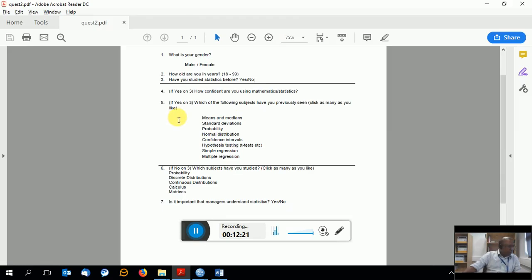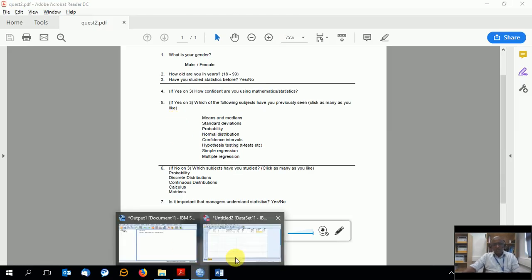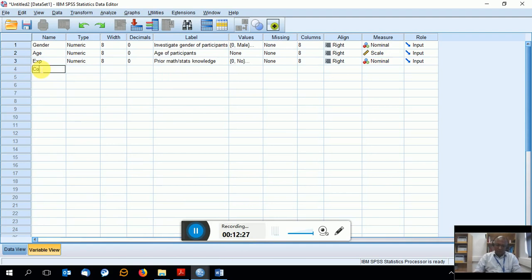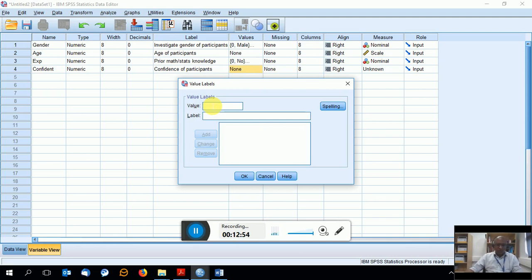So question number 4, we'll label it as the variable confident, numeric, confidence of participants, right? And here I will assign values. Please remember, do not hesitate to write your 1, 2, 3s, even though you've used them before. There is no overlap, there's no clash, there's no confusion. You can just write the same numbers, or you can come up with other numbers.